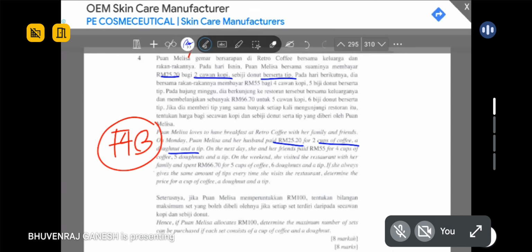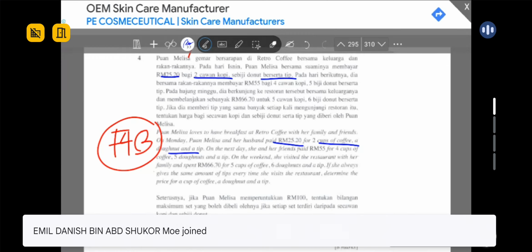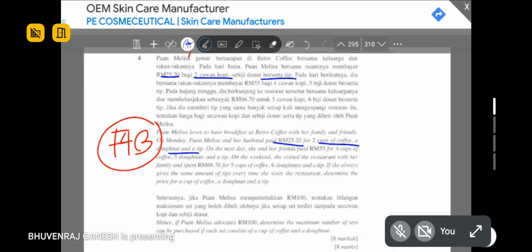So anyone? Can you construct your first equation? You just type out only. Simple. Anyone? Can you share your answer? Boleh kongsi your first equation? Just type. Okay, yes, correct.